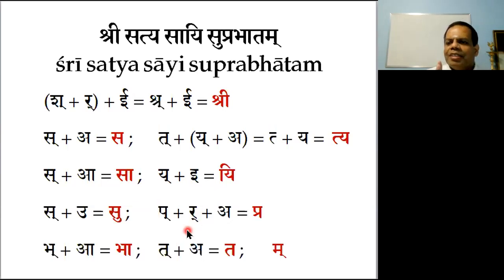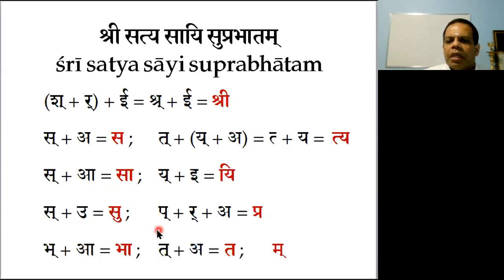Because I'm trying to be as true to Sanskrit as possible. Okay? Not necessarily just the Devanagari script. So that is sa, ye. Then the last word is Suprabhatam. The first letter is Su. S plus U gives you Su.